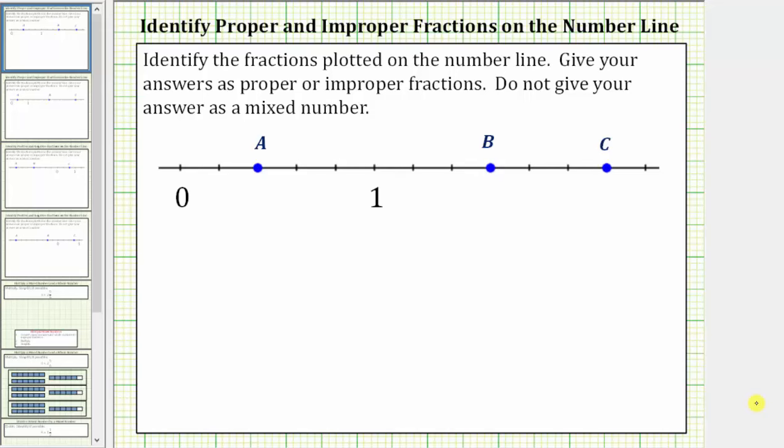We are asked to identify the fractions plotted on the number line, and we're told to give the answers as proper or improper fractions, not as mixed numbers. To begin, we need to focus on the length of the unit, which is a length from 0 to 1 on the number line. So we know this length here is equal to 1 unit.